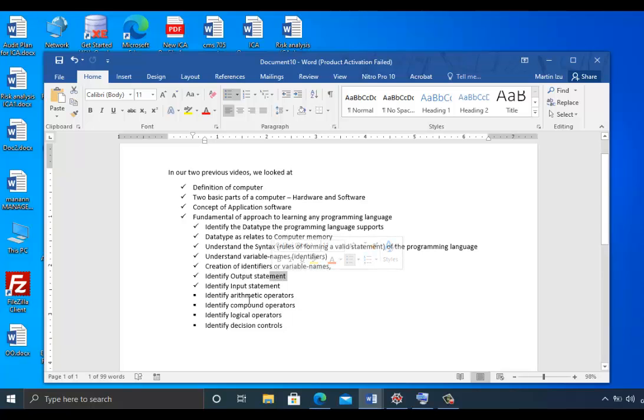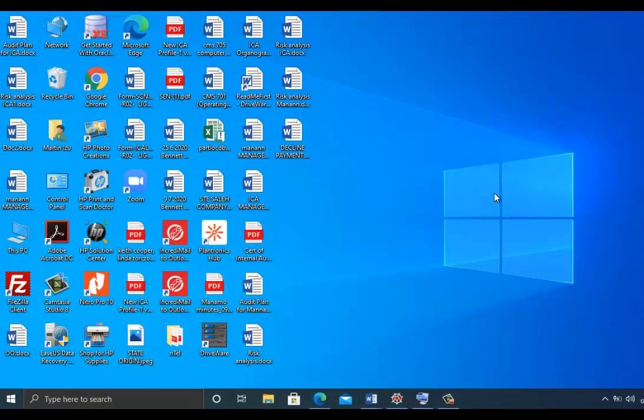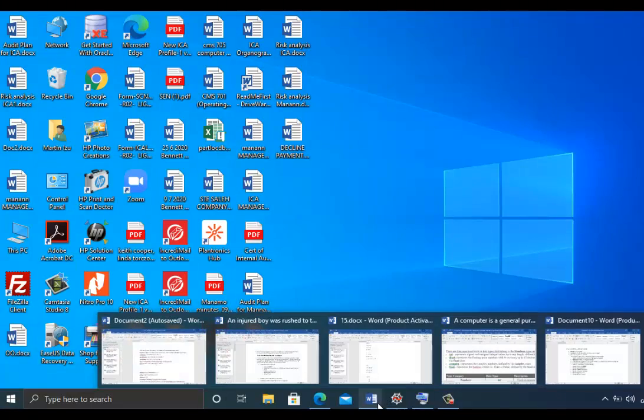Today we'll be identifying arithmetic operators in the Python programming language. We'll be identifying compound operators and logical operators, then decision controls in Python, and how they can be used. We'll be looking at live examples on these 4 areas in Python programming language. So let's start.